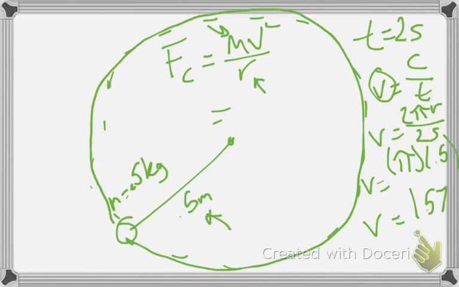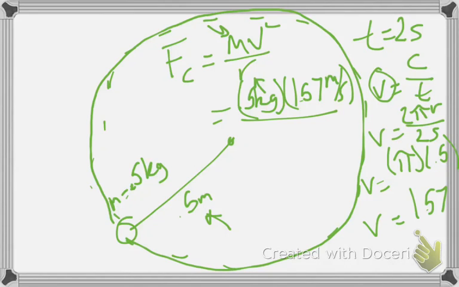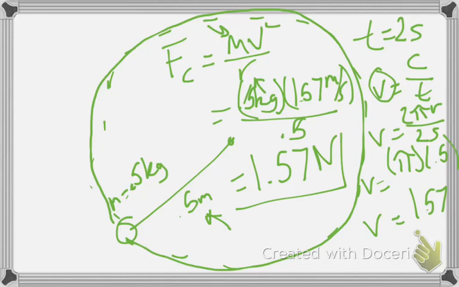So now we can actually calculate this. We'd have a mass of 0.5 kilograms. We have a velocity of 1.57 meters per second. And we have a radius of 0.5. The 0.5's cancel out. We're left with a centripetal force of 1.57 newtons.